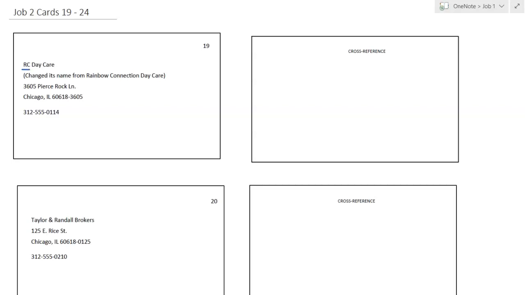So RC is my key unit, Day is unit 2, Care is unit 3. Because there is a name change here, I do need to create a cross-reference. So on your cross-reference sheet, make sure that you do properly label this. The original card was 19, and because it's a cross-reference, I am inserting an X next to it. My cross-reference is going to be Rainbow Connection, Daycare.